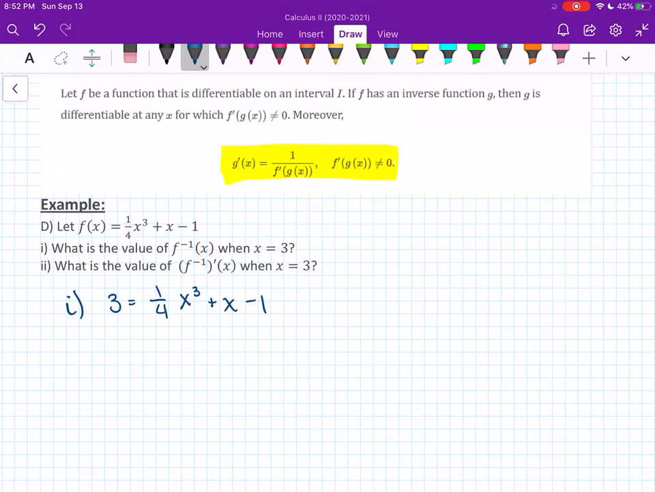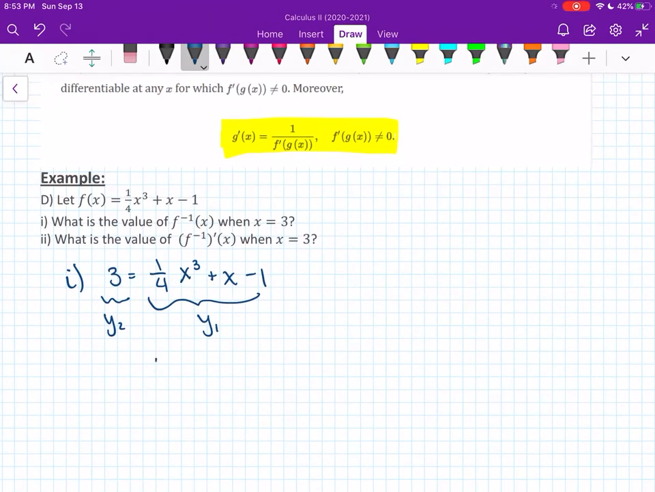And you can graph that. You can solve that on Desmos. You can solve this on your calculator however you want. I solved it on my calculator. I plugged this into y1, and I plugged this into y2, and I found where they intercepted. And that was at 2. So I found that f of 2 equals 3, which means that f inverse of 3 equals 2. Great. Next question said, what is the value of f inverse prime of x when x equals 3?